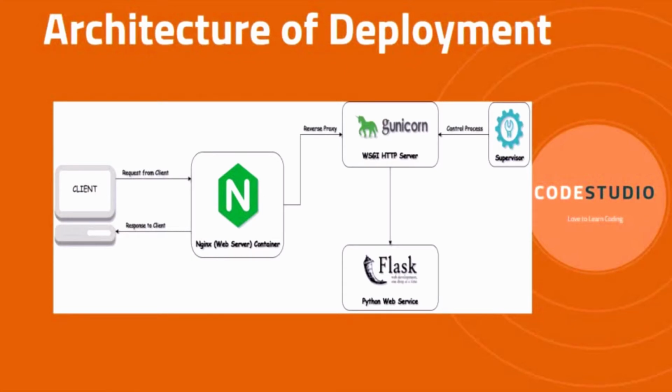Gunicorn stands for Green Unicorn. It is a Python WSGI HTTP server for Unix, and it will be used to forward the request from the Nginx server to your Flask application. Now the Supervisor. It is a client-server system that allows its users to monitor and control a number of processes on a Unix-like operating system. Supervisor can handle auto-reloading Gunicorn if it crashes or if your server is rebooted unexpectedly. So we will follow this architecture to deploy our code into the cloud server.